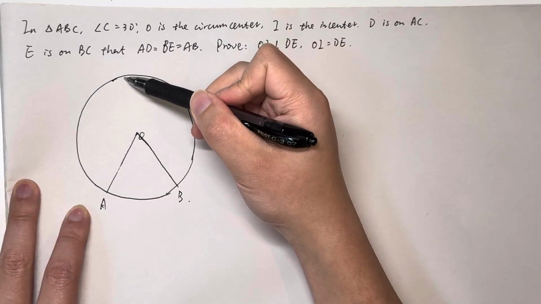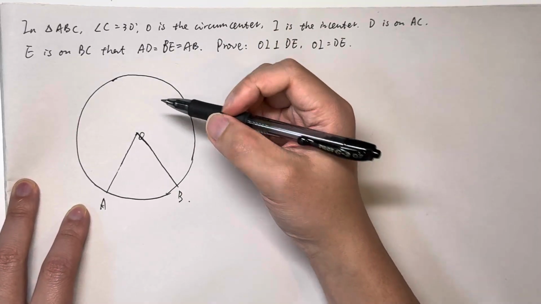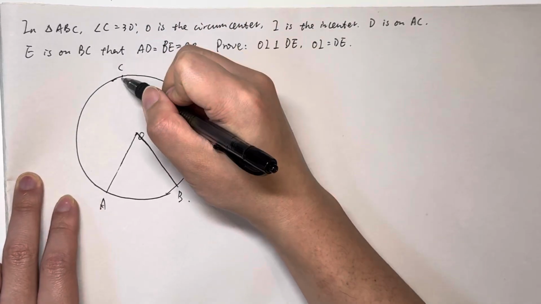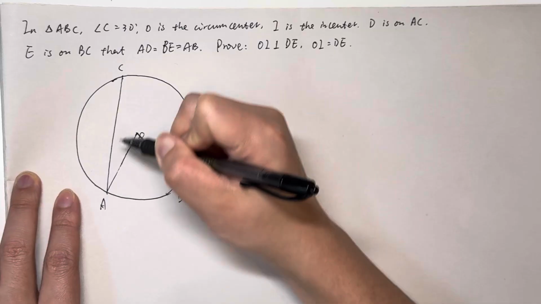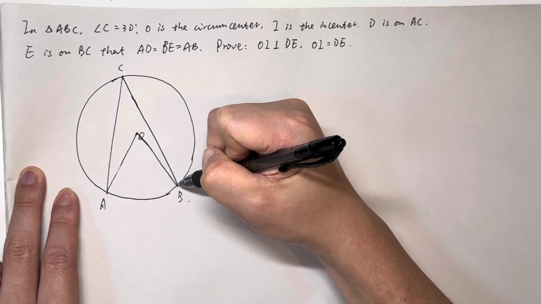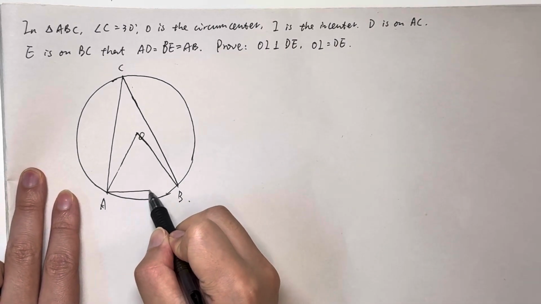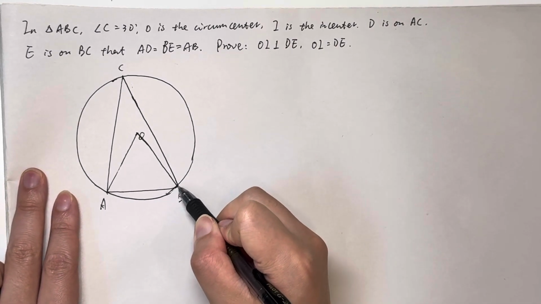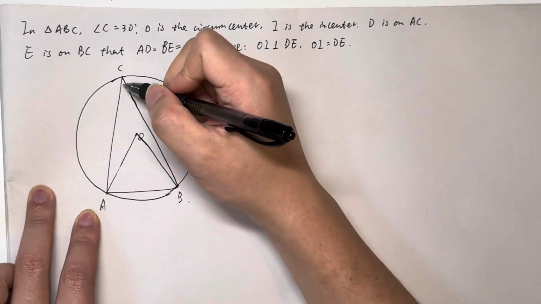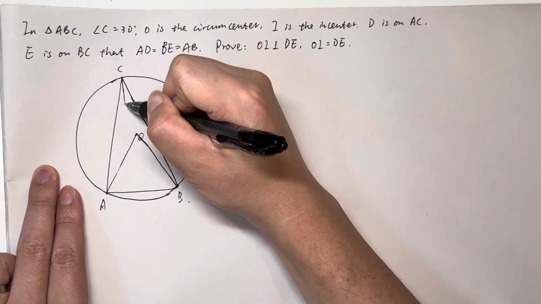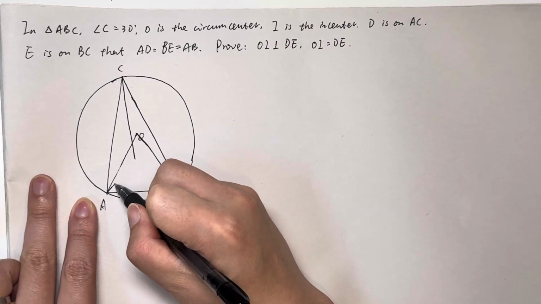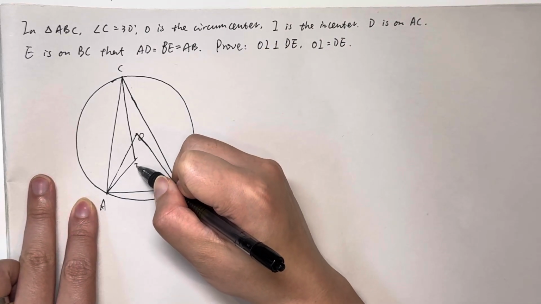Then we can find any point on the circle. Let's call this point C. That forces the angle ACB equals 30 degrees, right? Okay. Now we have the circumcenter here, and we need to find the incenter, which means we find the angle bisector here, and we find the angle bisector here. Right, call this I.